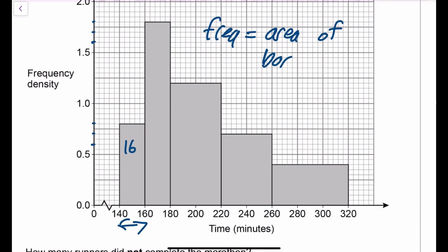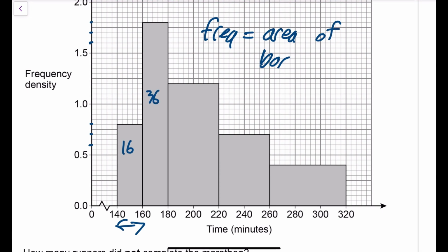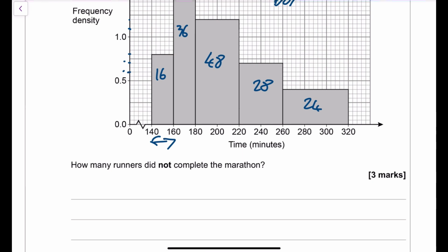The next one, that's going to be 1.6, 1.7, that's going to be 1.8. So 1.8 times 20, which is 36. The next one is 1.1, that's 1.2 then. 1.2 times 40 is going to be 48. Next one, that's 40 again, and that would be 0.6, 0.7, 0.7 times 40 is 28. And the last one, from here to here, that's going to be 60 wide, and it is 0.4. 0.4 times 60 is 24. Okay, so the total, let's add those up.